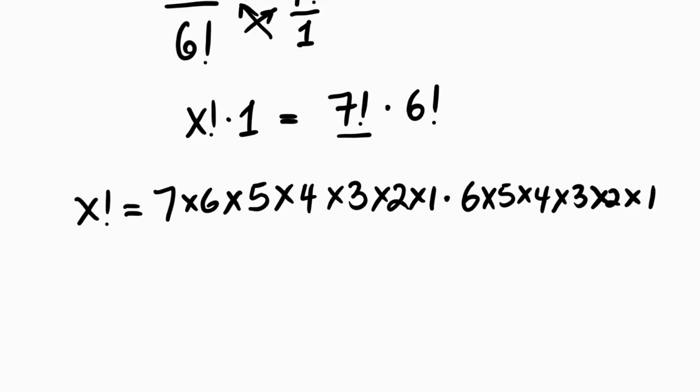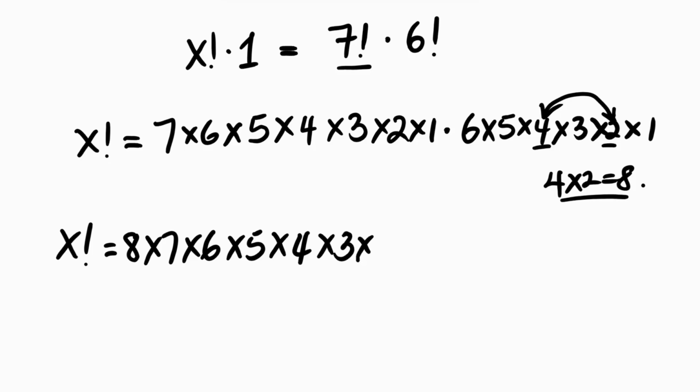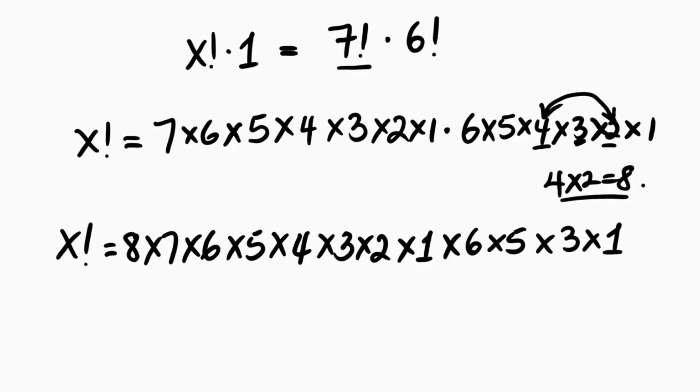Now, from what we have here, let us see. This 4 times 2 is 8. So we can take out 4 and 2. 4 times 2 is equal to 8. So now what we have becomes 8 times 7 times 6 times 5 times 4 times 3 times 2 times 1 times 6 times 5, times, we still have 3, and times 1.